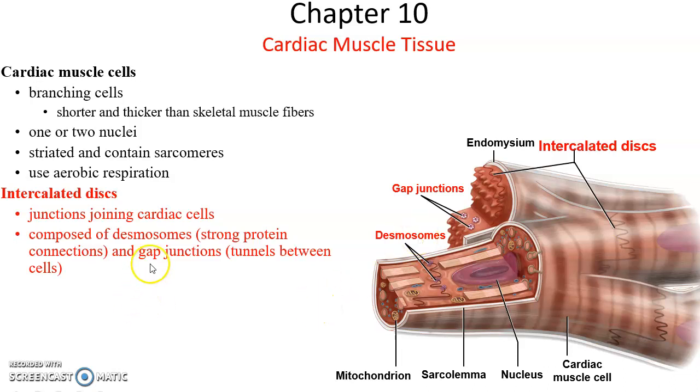And there are also a lot of gap junctions forming tunnels between the two cells so that fluids and ions can move from one cell to the next cell. So those are the junctions found at the intercalated discs.